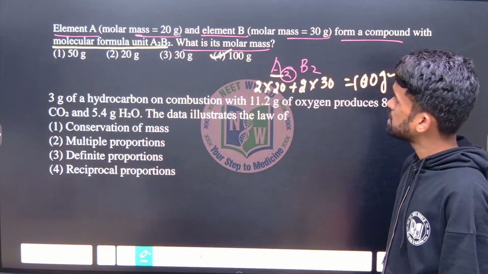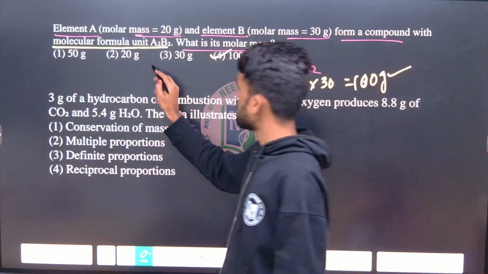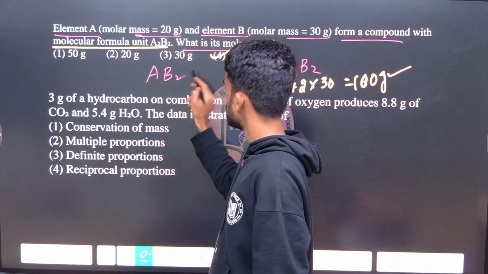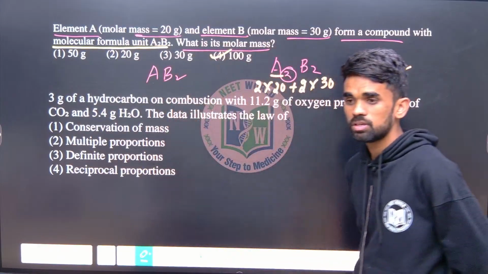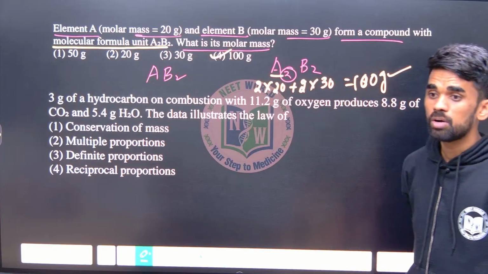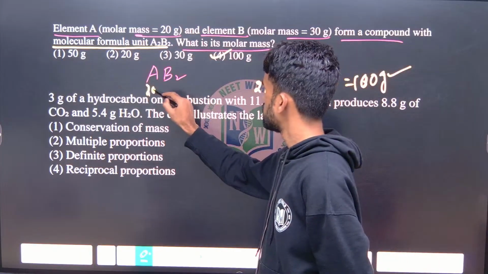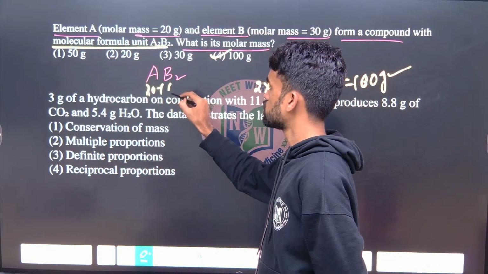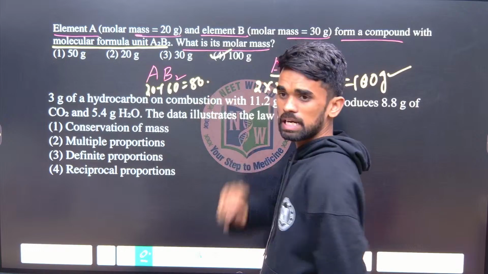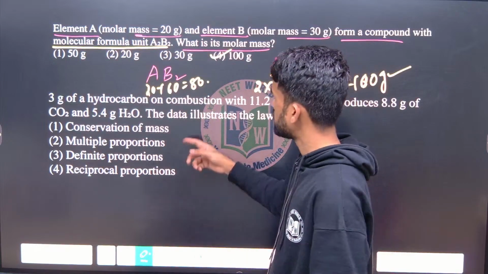So here it is easy. If it is like AB2, 20 plus 60. How much? 80. So 20 plus 30 into 2, which is 60. So 80. Okay, clear now? Easy only. Next, go for this question.